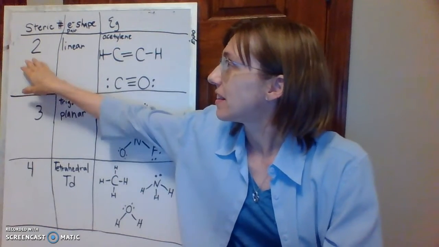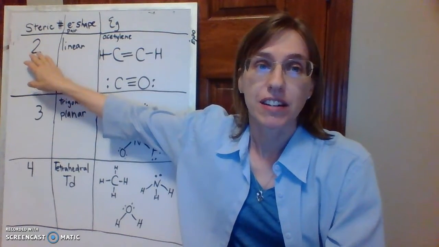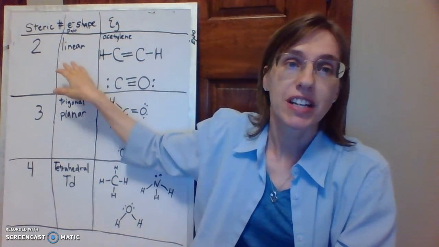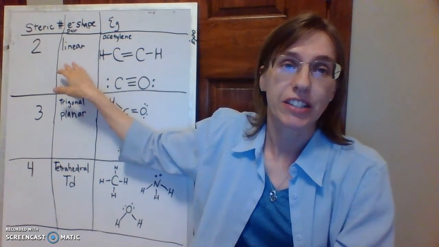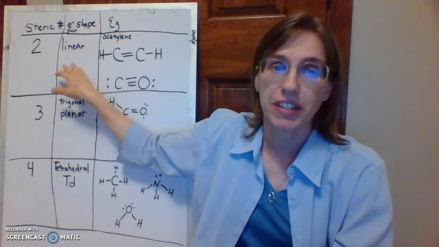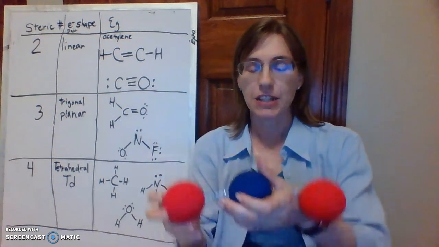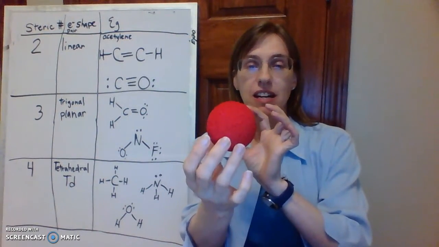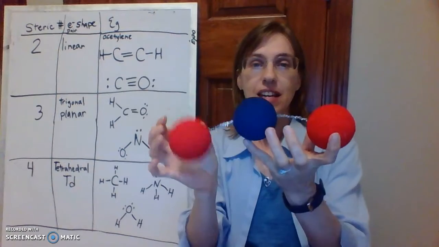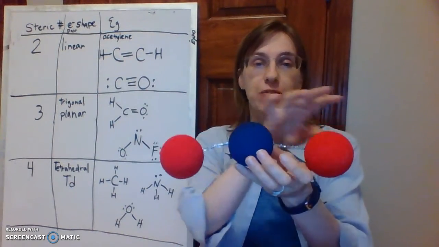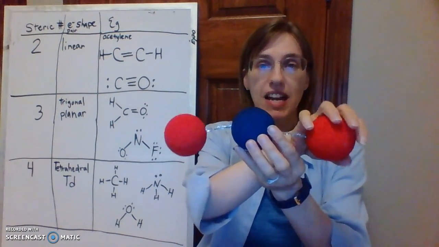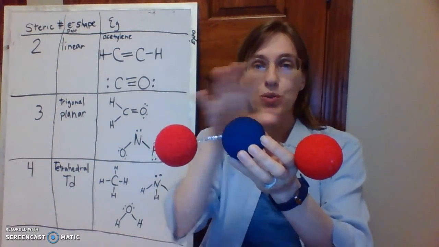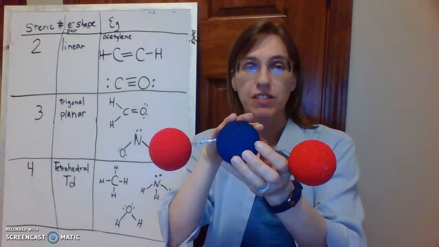So here we've got an example of a steric number. When the steric number is 2, it tells us that the geometry is going to be linear. Now this is the electron pair geometry. Okay? And linear would basically look like something like this. See, they're all in a line. Here we've got the central atom, and we've got one group on this side and one group on this side. Okay? That's 2 groups off the central atom.